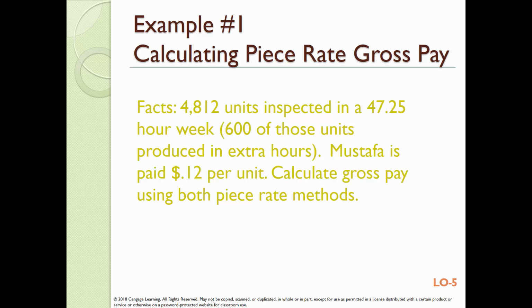I want you to calculate gross pay using both methods. Method A, first calculation: how much does he make in total for all 4,812 units? And please write the formula out in your notebook.